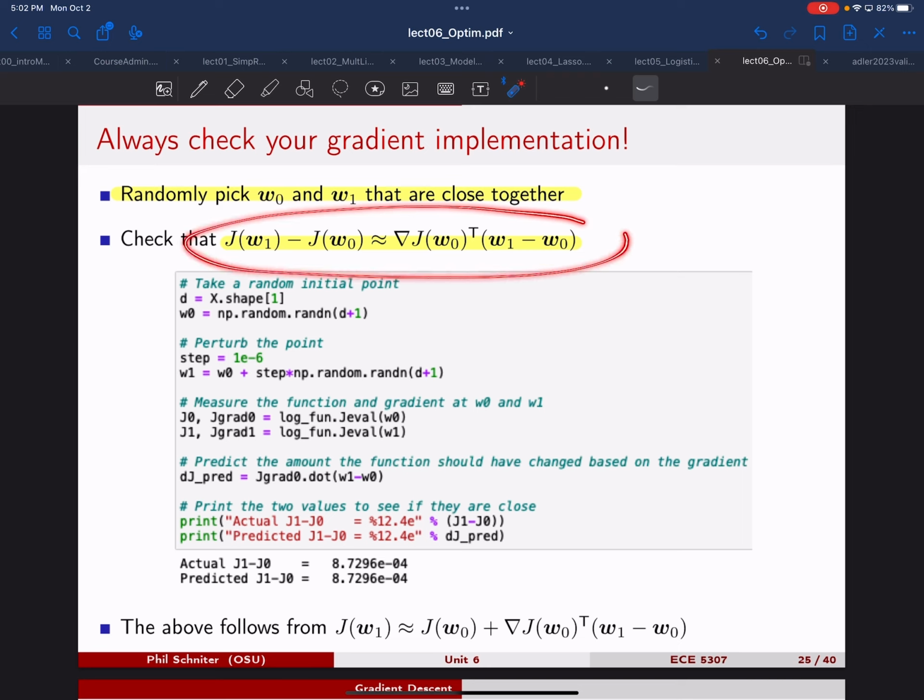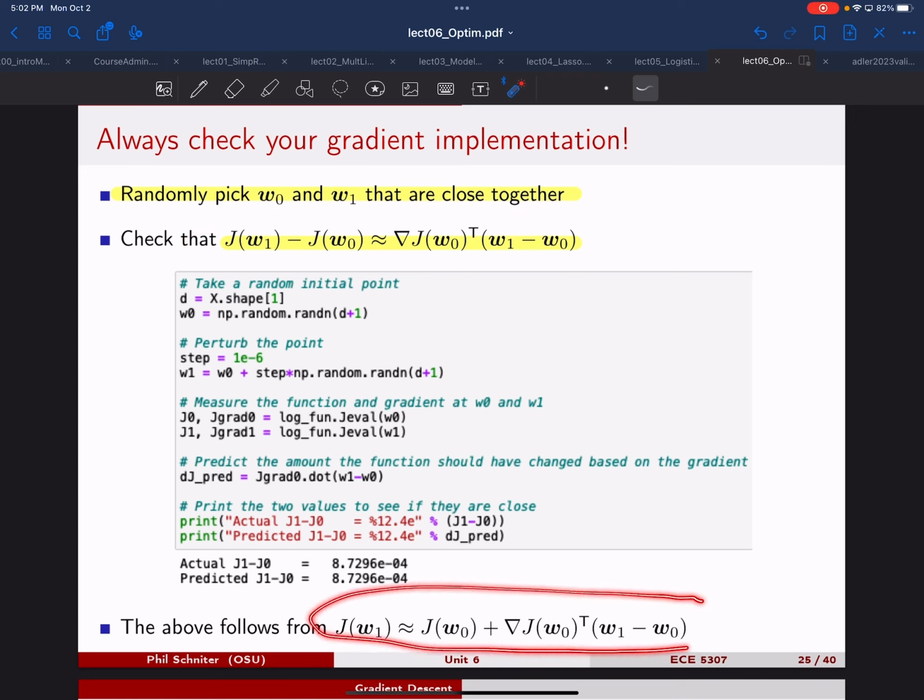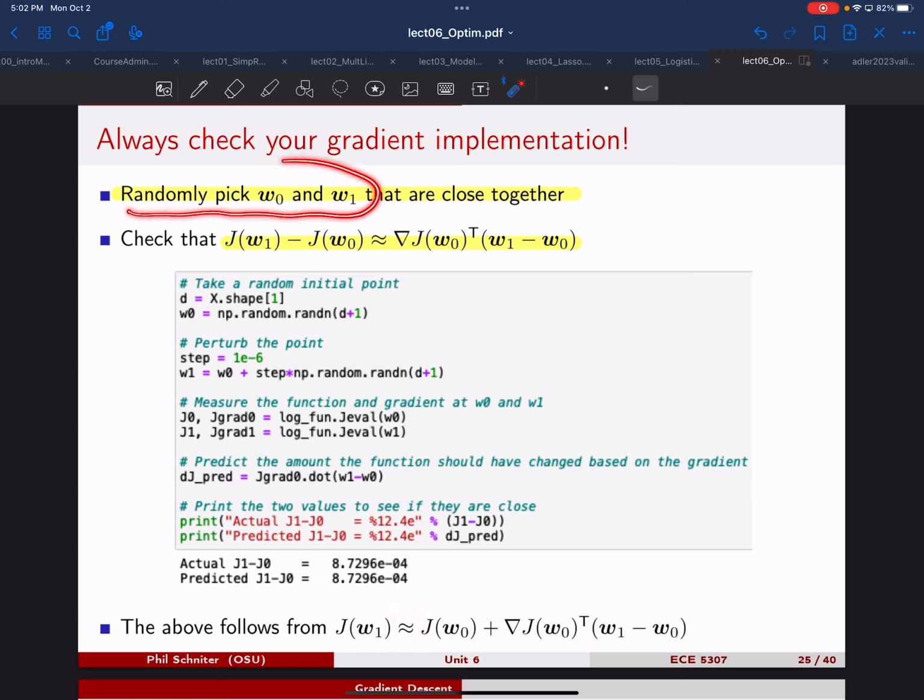So where is this coming from? This is coming from our first order approximation. I took the first order approximation, and all I did is I subtracted this from both sides, right? And we know that this holds anytime W1 is close to W0. So what you do is you choose them random but close together, and then you just make sure this is true. If you find that this is not approximately equal to this, you know you made a mistake, and you've got to go and debug it. And don't do anything until you get this satisfied.